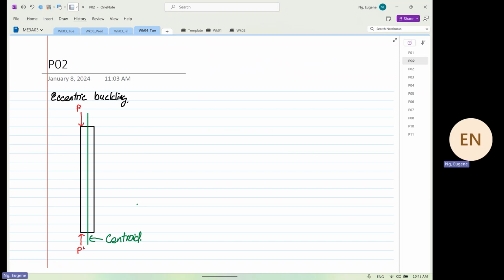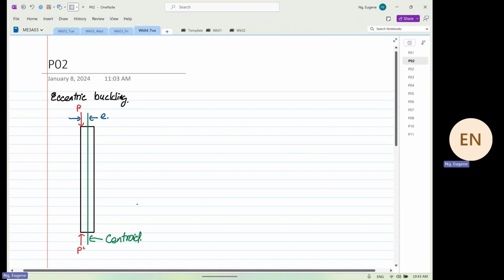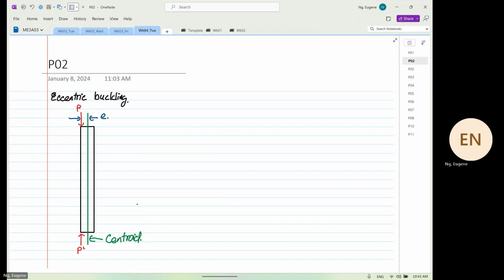Can you all see the difference now with centric and eccentric? So now we have a distance over here. This distance is our E. I hope you all will remember this. This is known as our offset distance.